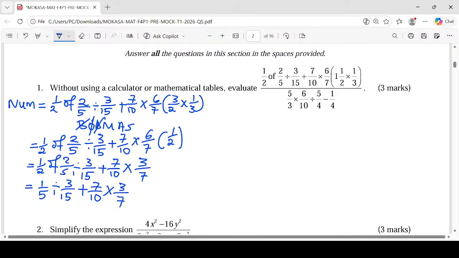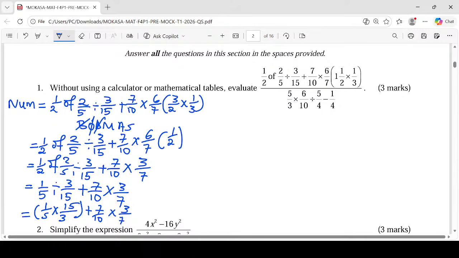After 'of' you have division. So we are going to divide. When you divide 1/5 by 3/15, this is just like saying 1/5 multiplied by 15/3, then plus 7/10 multiplied by 3/7. That is where we are at that particular point.